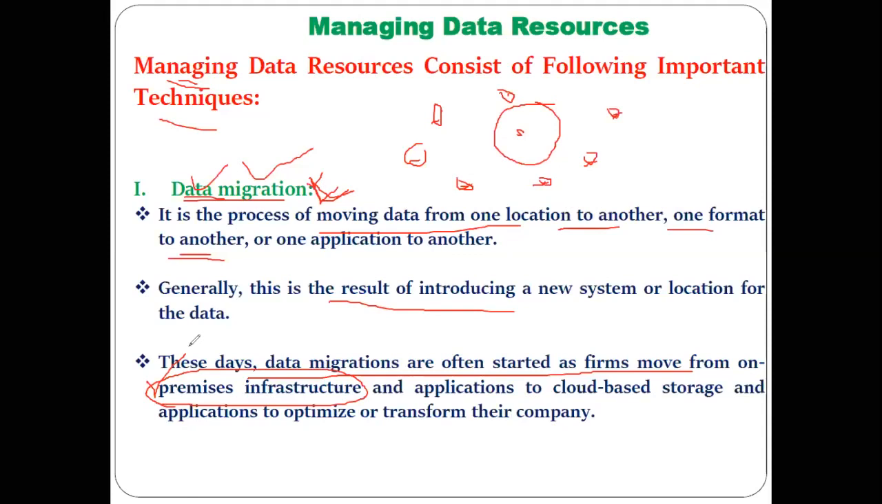Let me give the example. Now you have the company, you are using the information system there. There are the different functional systems, functional departments. And initially you need to collect the data from all these functional departments. That is the case of the data migration, etc.